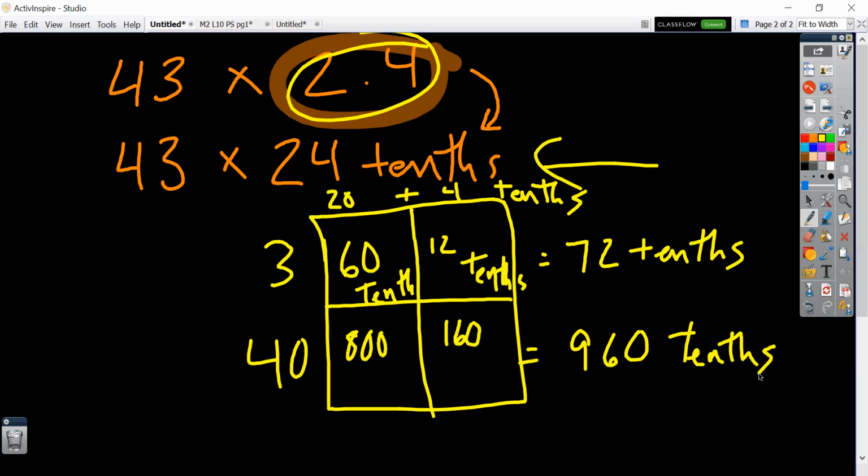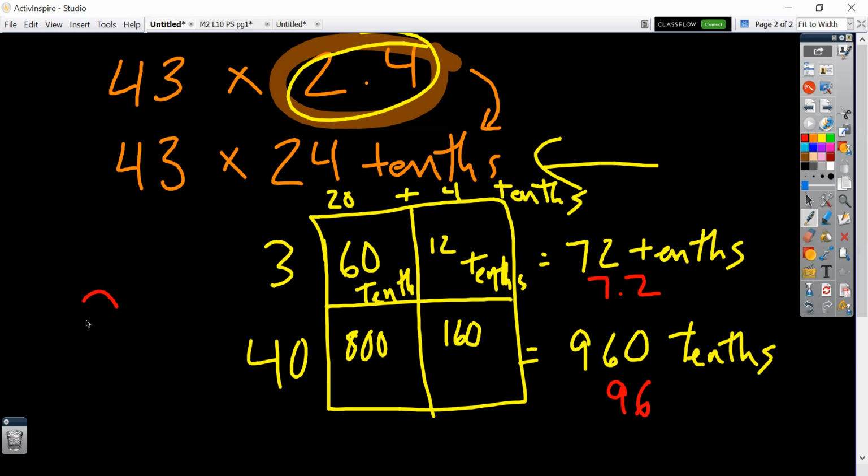Well, let me change color so I can represent these. Now, if I was thinking about tenths, if these were in the tenths place, I would regroup all of those tens of tenths to the left. So this would actually be equal to 7.2. Well, 960 tenths means I have to regroup twice, and this is going to be 96.